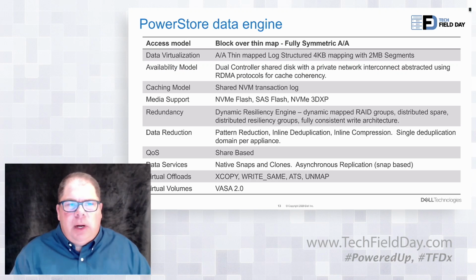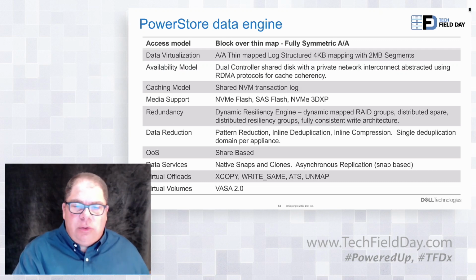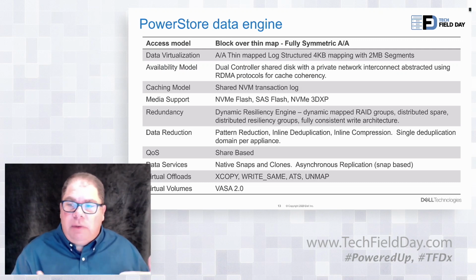Being in the mid-market, the best architectural model that we can do is still staying with the dual controller HA shared disk model. We did change our caching strategy from other mid-range storage arrays, where they would use a sort of battery-backed mirror DRAM. We actually moved to a shared non-volatile memory transaction log using dual-ported NVRAMs.